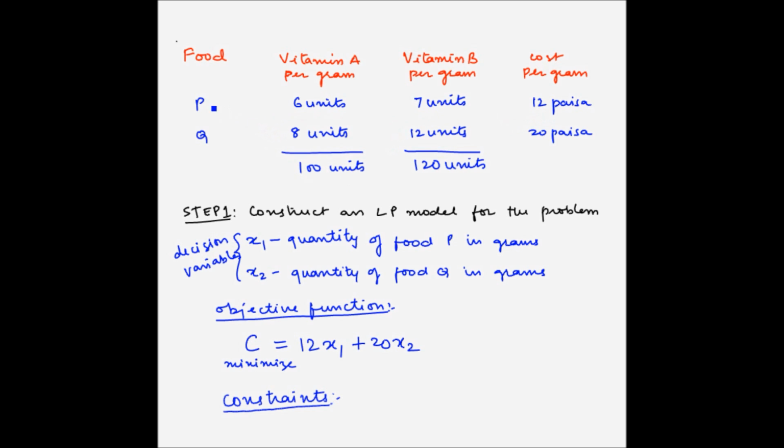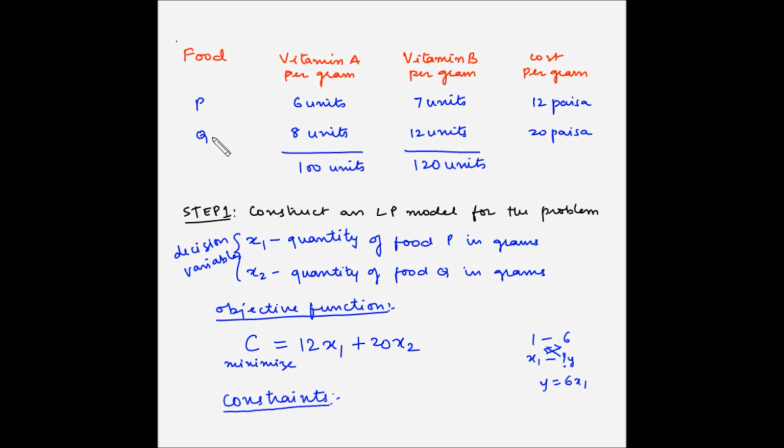Now 1 gram of food P contains 6 units of vitamin A. And we are considering x1 grams of food P in the final product mix. So for x1 grams, how much is the vitamin A? Again, cross multiplication. Let's say this is y. So y into 1 is y is equal to 6x1.